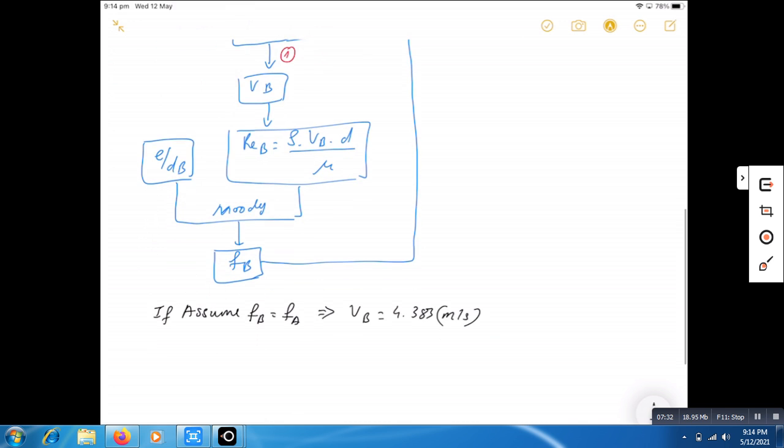When we have VB, the volume flow rate equals velocity times cross-section area B, or 4.383 times the cross-section area, pi times the diameter 0.3 squared over 4. This is 0.31 meter cube per second.